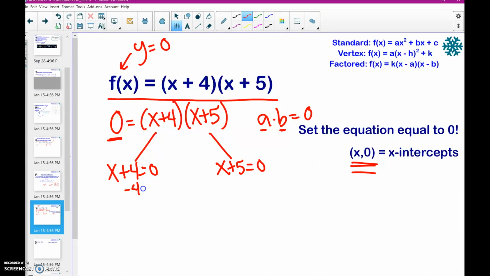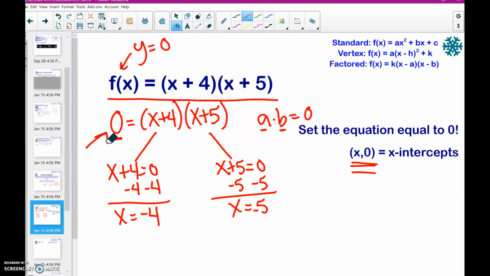So let's figure it out. In this case, to solve this equation, we subtract 4 from both sides, and we would have x is equal to negative 4. And in this equation, to get x by itself, we'd subtract 5 on both sides. We'd have x equal to negative 5. So what this means is our zeros, where our y value is 0, where our x-intercepts are, we know are at negative 4 comma 0 and negative 5 comma 0.